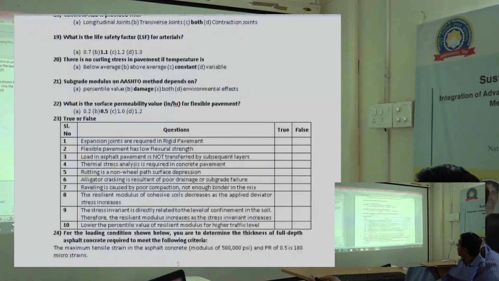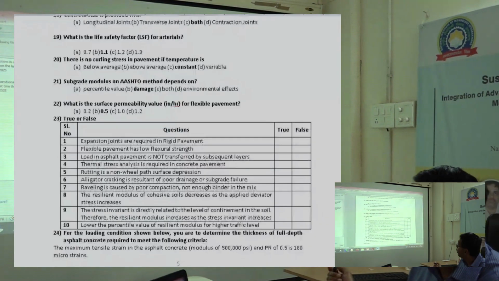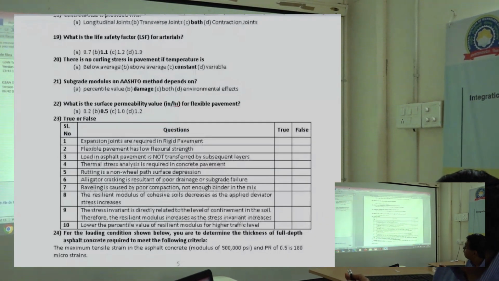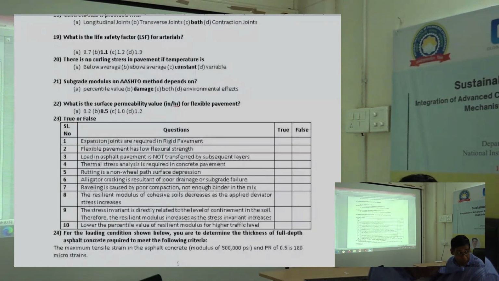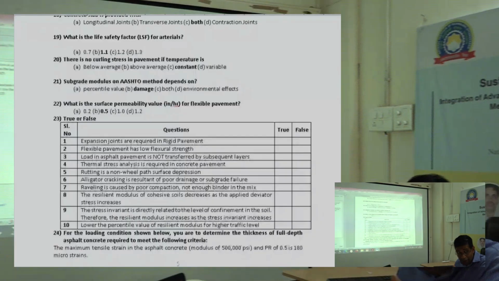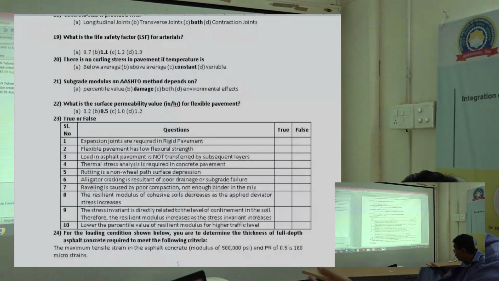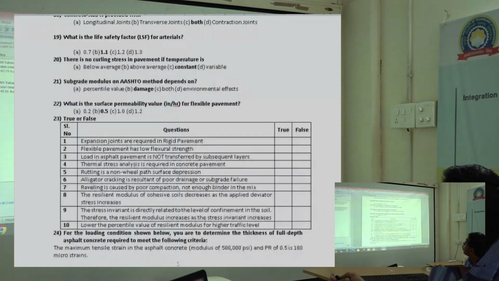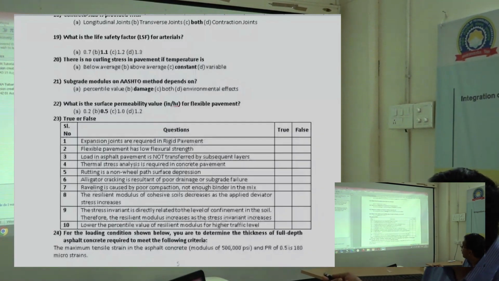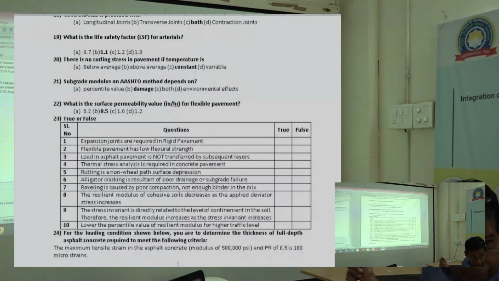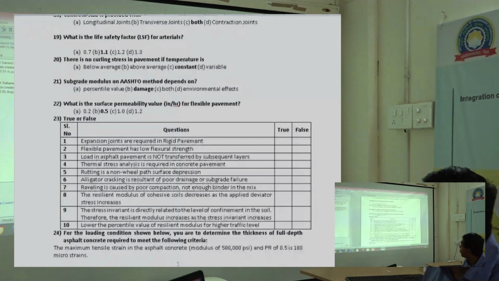Alligator cracking is related to the poor drainage of substrate failure. Could be, right? If it became weak, you will have cracks, tensile strains go up, right? So if you have a very weak substrate, right, you could have that. Tensile strains could go up and you could have that. Raveling is caused by poor compaction, not enough binder in the mix. Yeah, it's a construction issue, right? I'd say the mix is cold, not done, you have spots of that.